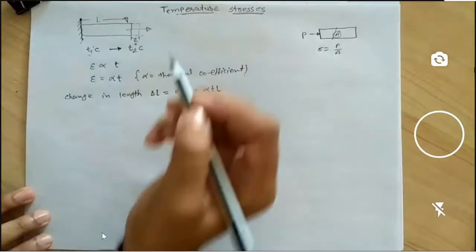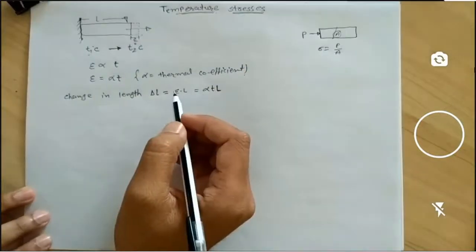But if we provide a support at both ends, then what happens? This is our element. We have provided a fixed support here, and here also we can make it fixed. So it has a constraint. Both ends are fixed.